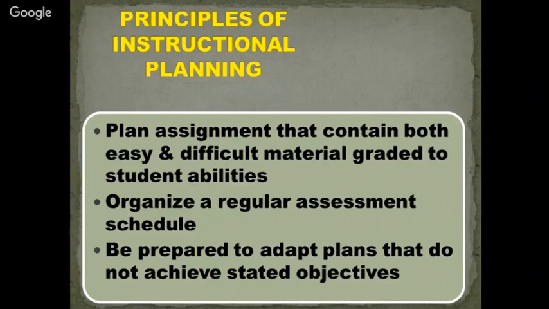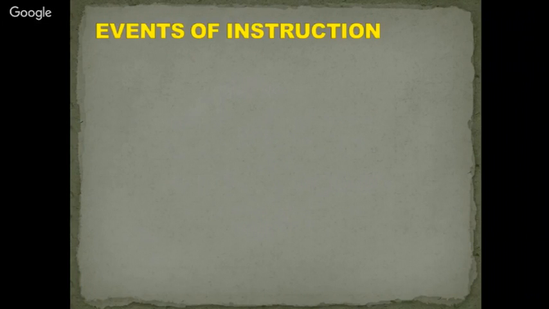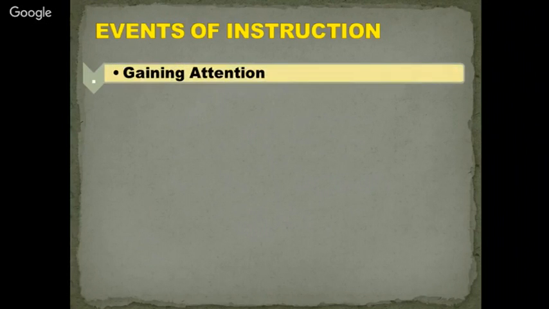Now we'll move to events of instruction. Very important. Events of instruction are designed to make the student proceed from what he already knows to what he doesn't know. So a number of events have been designed to make teaching and learning very effective. Now let us see, there are 9 events of instruction, and we will see which event can come at which time.